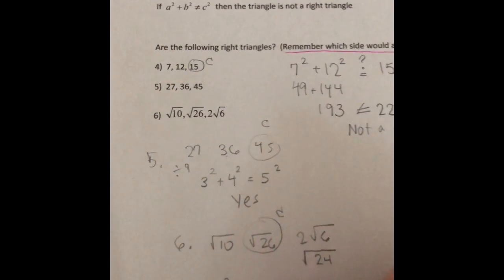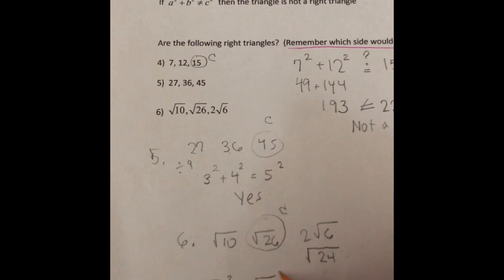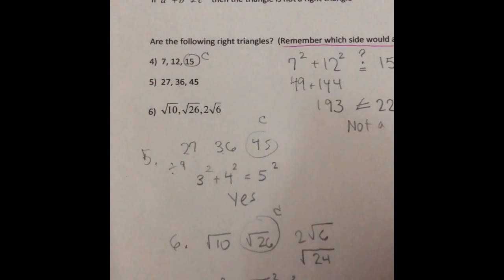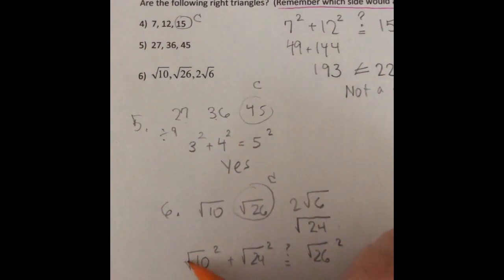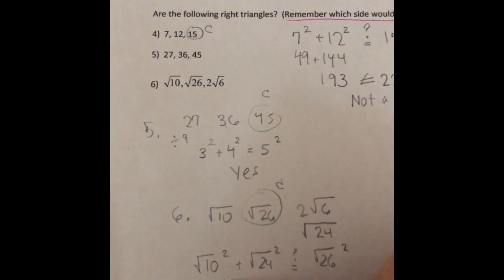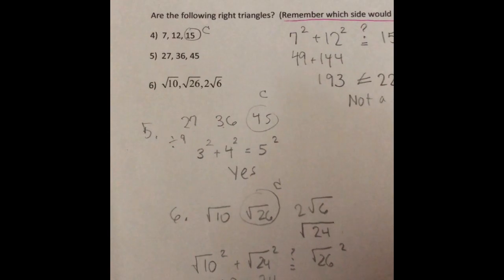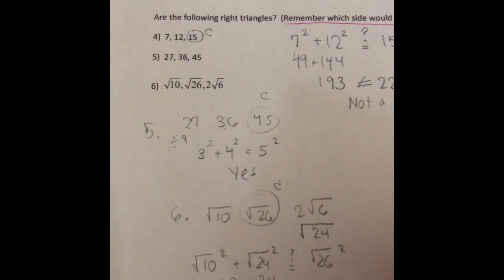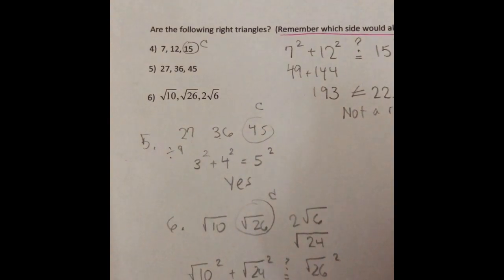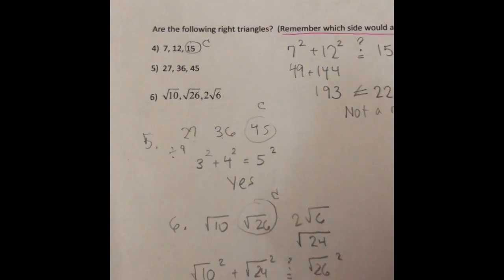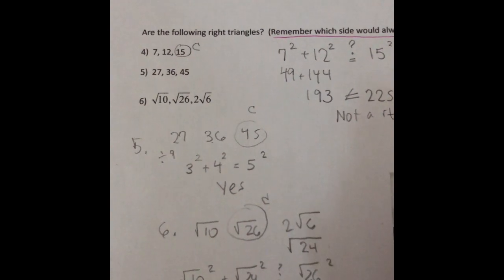Root 10 squared plus root 24 squared, is it equal to root 26 squared? What's nice about this is that your root and your square undo each other. So I get 34 equal to 26. Nope, so not a right triangle.